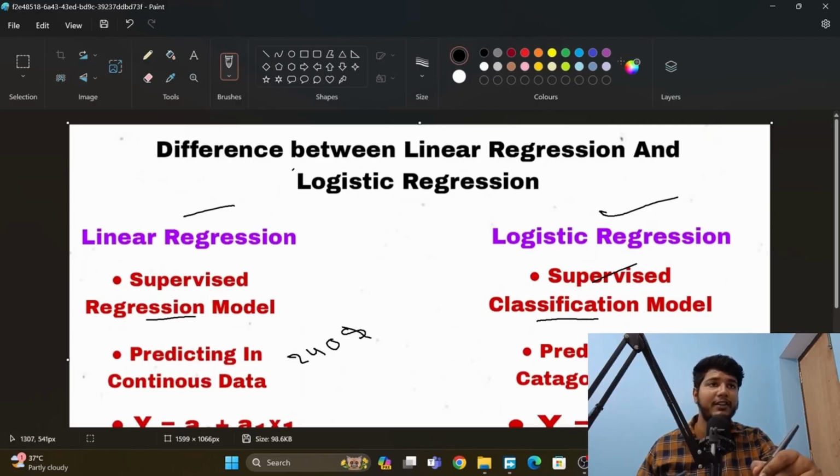But in logistic regression, we are predicting categorical data. For example, you have a car that is 2 years old and you are predicting whether it is old or new. So yes or no, 0 or 1. This is categorical data, yes or no, 0 or 1, binary.